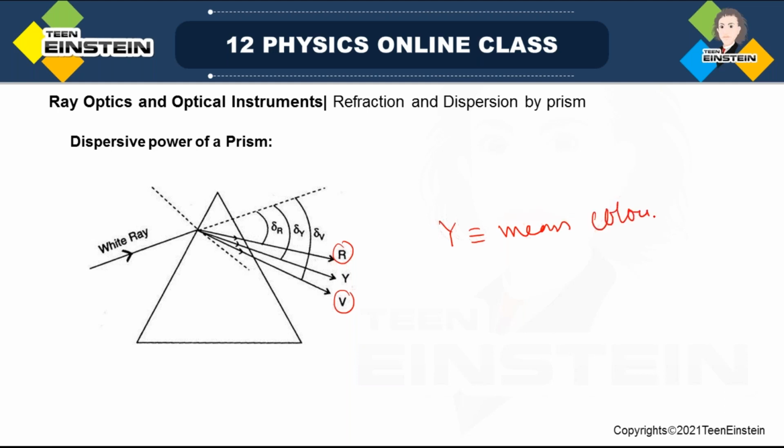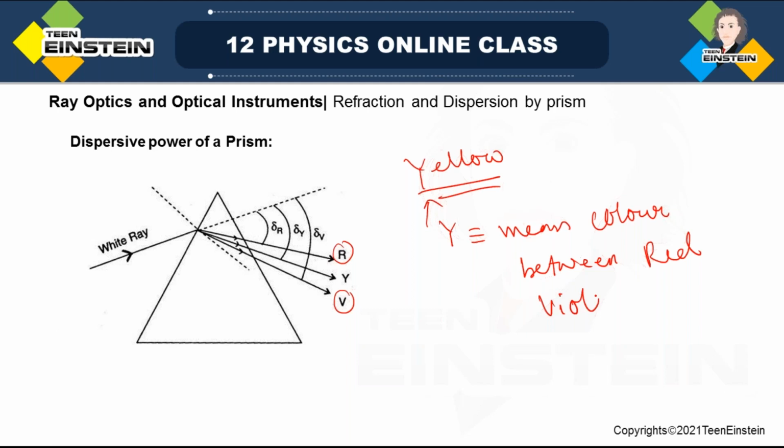Mean color. Okay, mean color means it is exactly between red and violet. This Y means yellow. So yellow color is the mean color. So this is the mean color. Look, mean color means it will be exactly between these two.